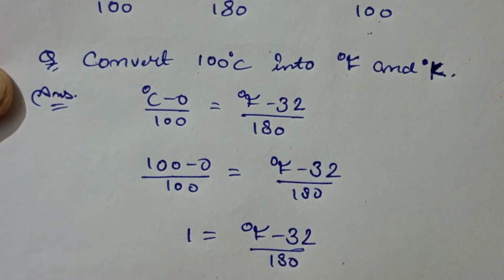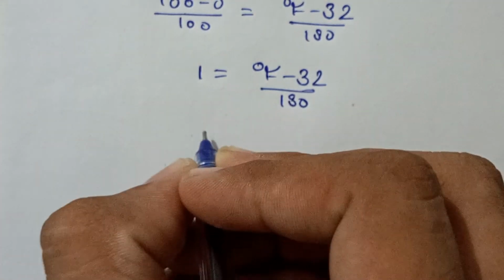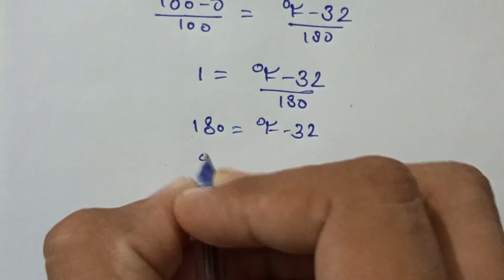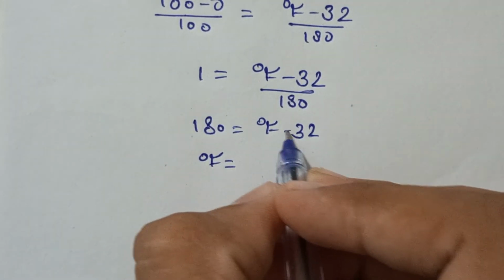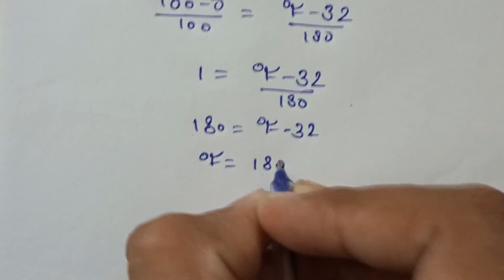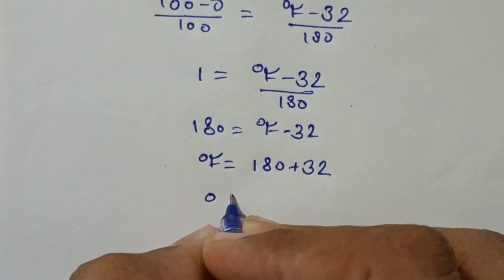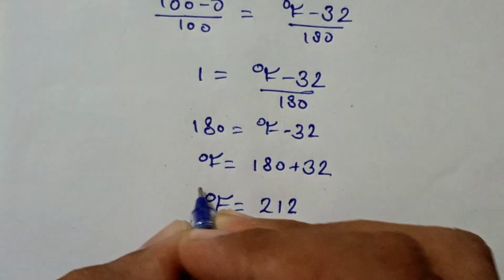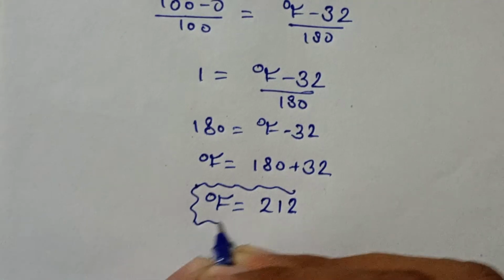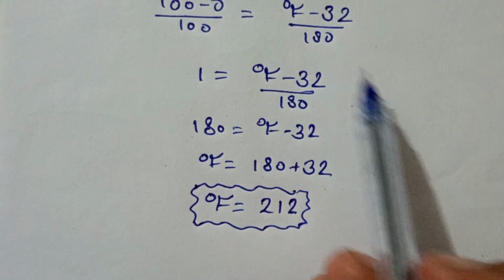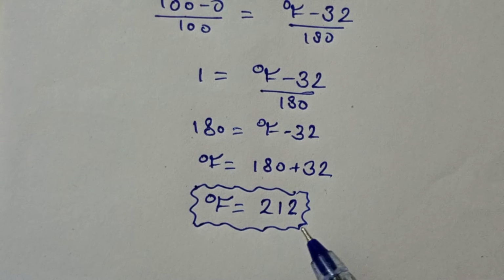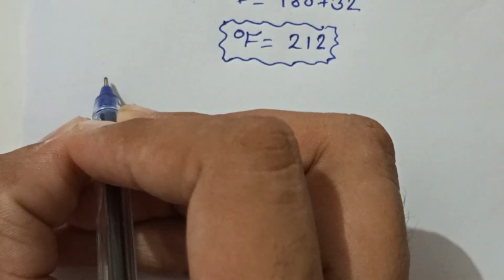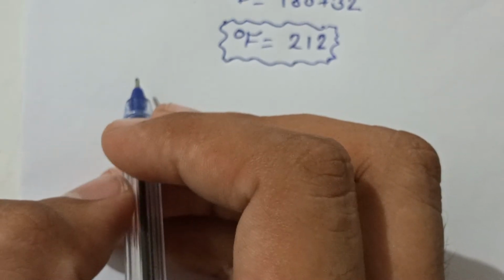So cross multiplying it, you will get 180 is equal to degree F minus 32. So degree F is equal to, this minus 32 will go to this side, it will become 180 plus 32. So degree F is equal to 212. Okay. So when you convert 100 degrees Celsius into Fahrenheit, you will get the value 212 on the Fahrenheit scale. Now, second part. Now we have to convert 100 degrees Celsius into Kelvin.